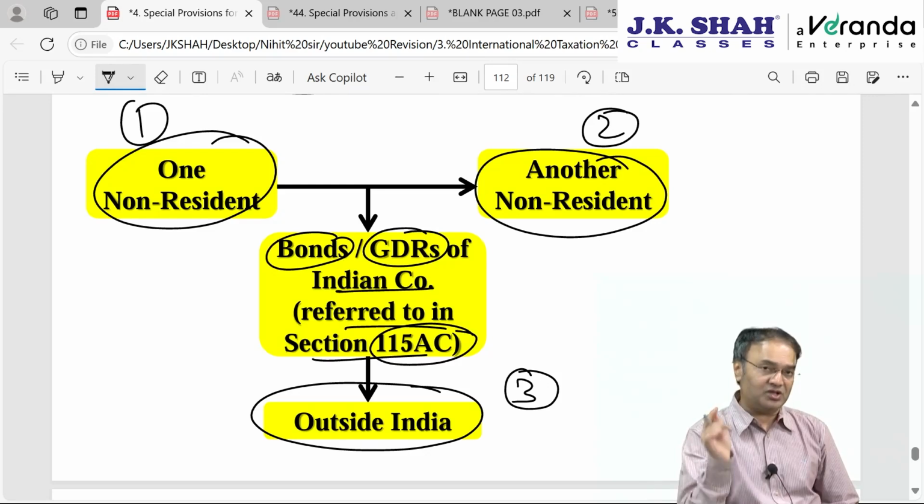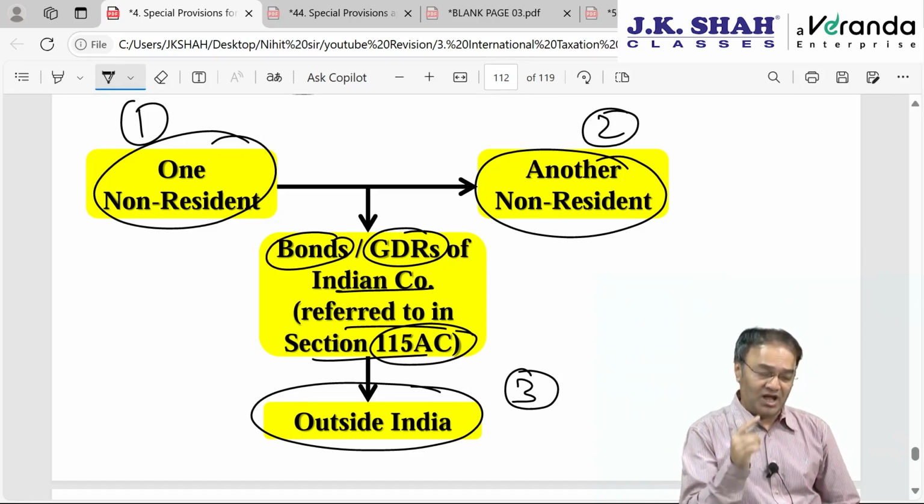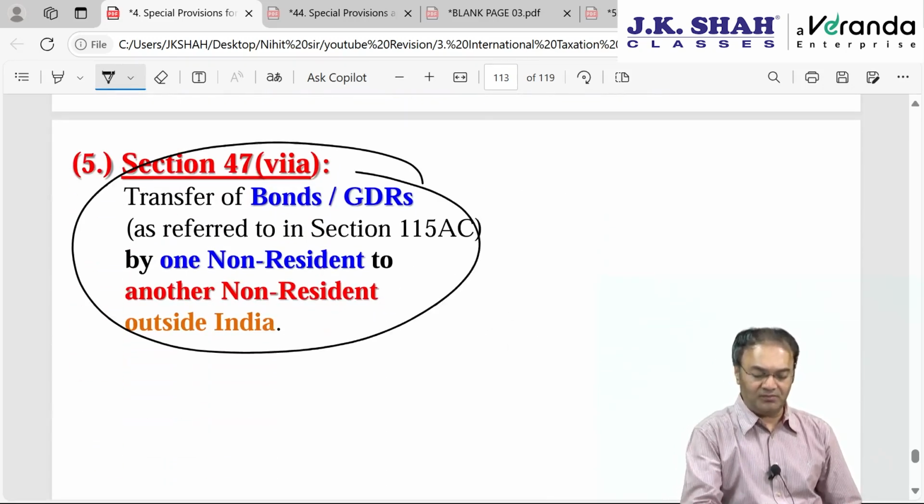Okay, this we discussed in the special rates of tax chapter also. This we discussed in the capital gain chapter also. This is the third time we are discussing. In your notes it's given this way.